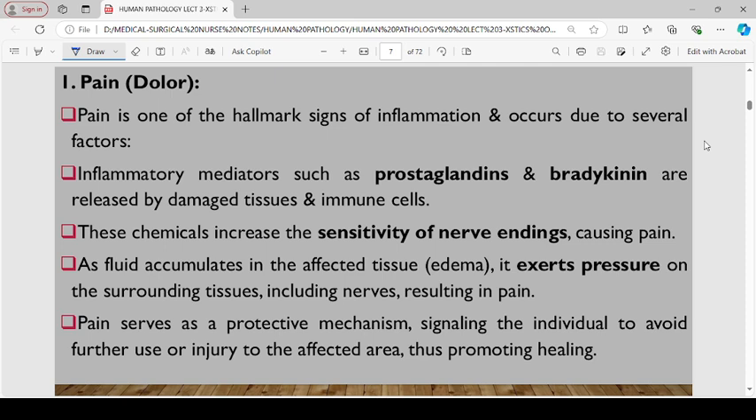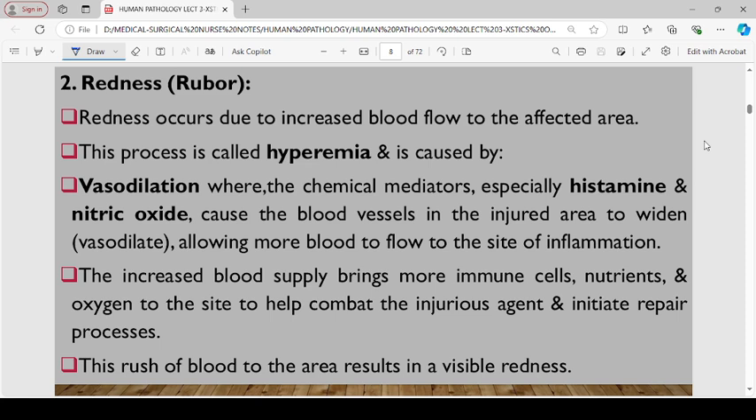Pain is one of the hallmark signs of inflammation, and it occurs due to several factors. First of all, we could have inflammatory mediators like prostaglandin and bradykinin that we have mentioned. When they are released by damaged tissues and immune cells, these chemicals increase the sensitivity of nerve endings, hence causing pain. Number two is that as fluid accumulates in the affected tissue, it exerts pressure on the surrounding tissues, including the nerves, and this could result in pain. Remember, pain serves as a protective mechanism, which signals the individual to avoid further use or injury to the affected area, and this will promote healing.